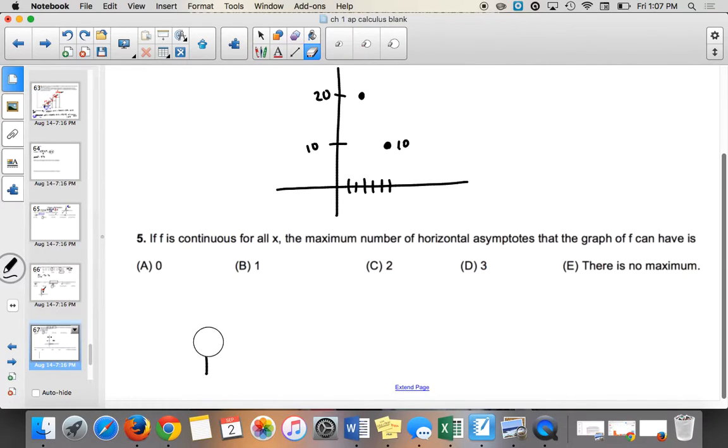All right. So next one. What's the max number of horizontal asymptotes you can have on a graph? 1? Do we know? 1? 2. Grant is correct. It's 2.